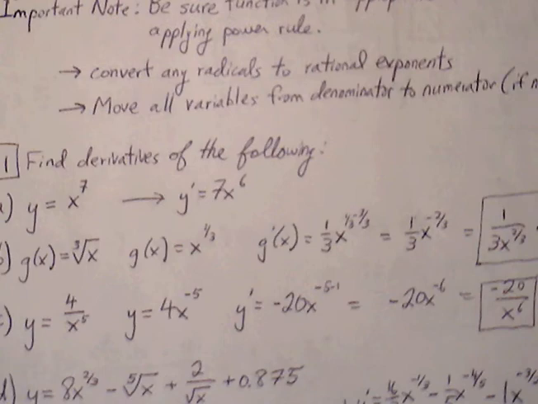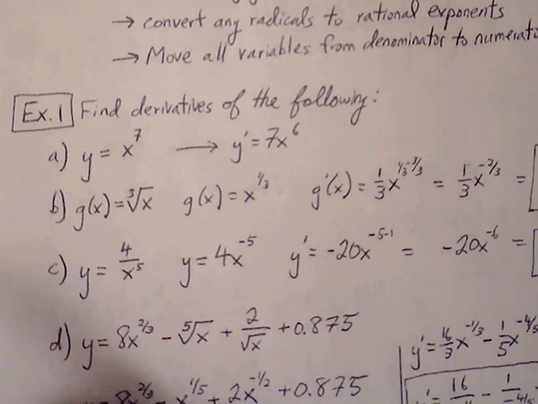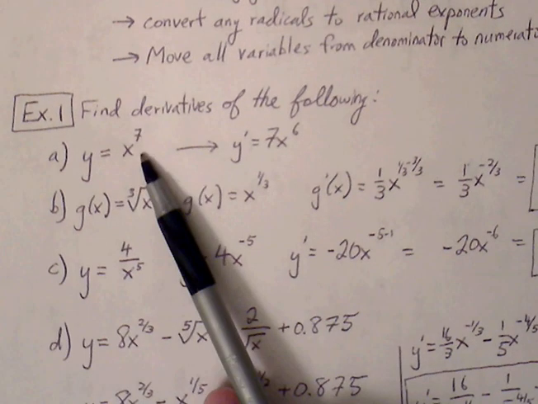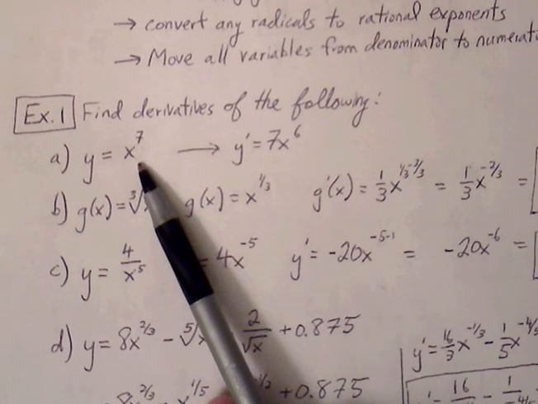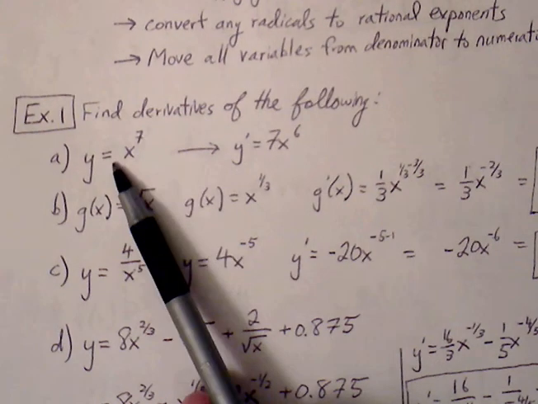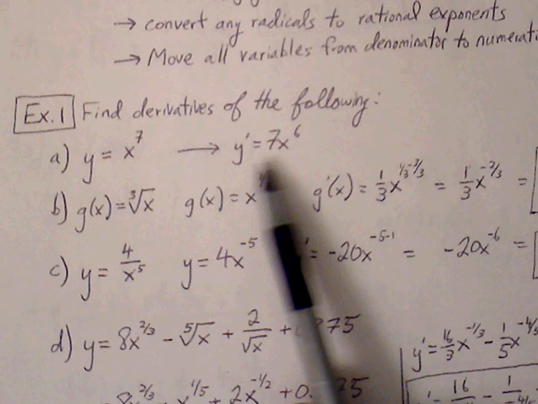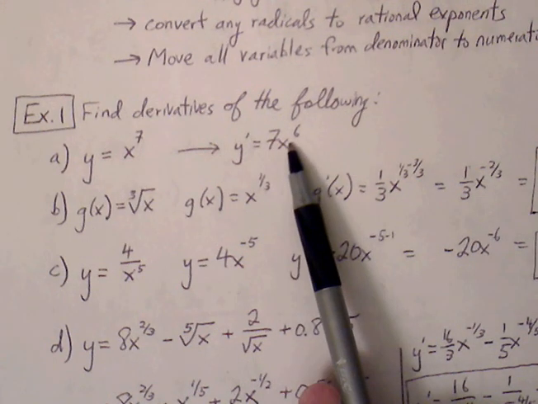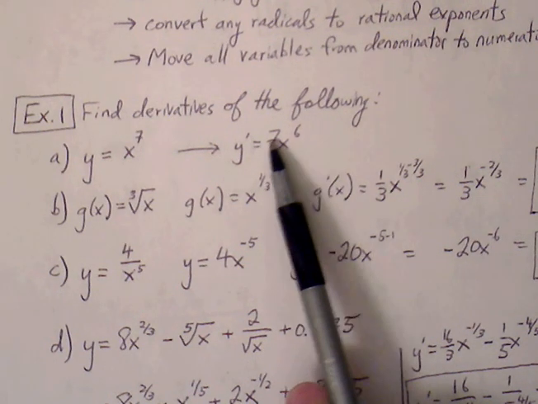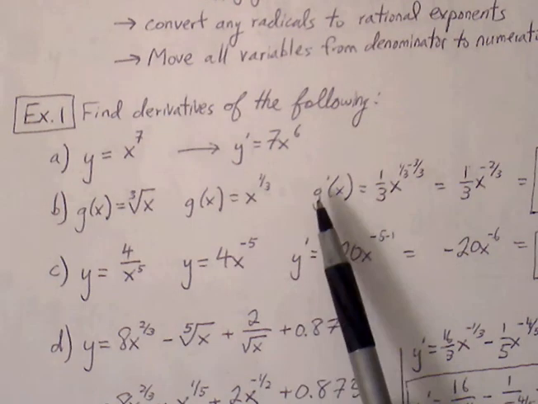Okay, so let's look at some examples. Find the derivative of the following: y equals x to the 7th power. If we apply the power rule, we bring the 7 down to the front, and then we subtract 1 from that exponent. So 7 comes down to the front, 7x. 7 minus 1 is 6, so then we get 7x to the 6th power.